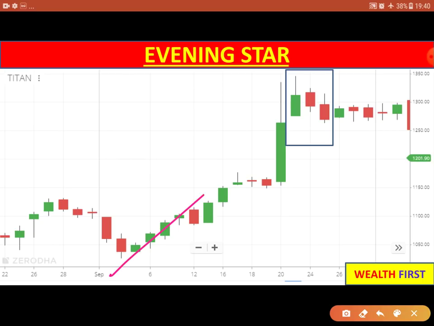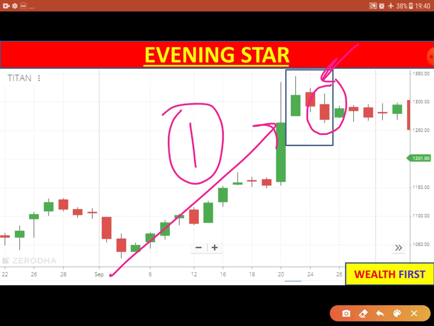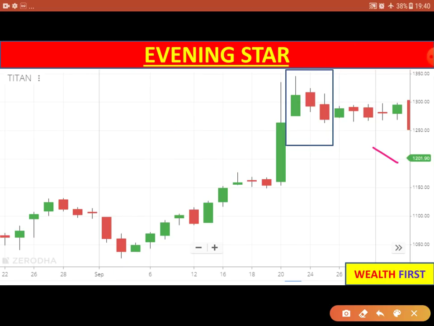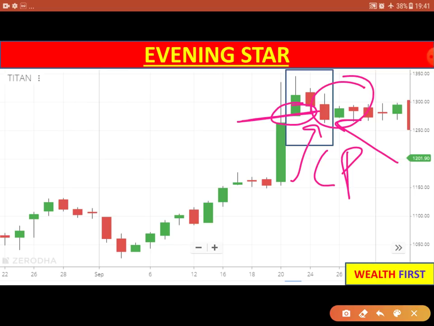When the stock is already in uptrend, you spot one bearish candle, a red candle, then you spot another red candle, and the closing price of this candle is lower than the support of this candle. This means what? This means the trend has changed and the stock will fall.